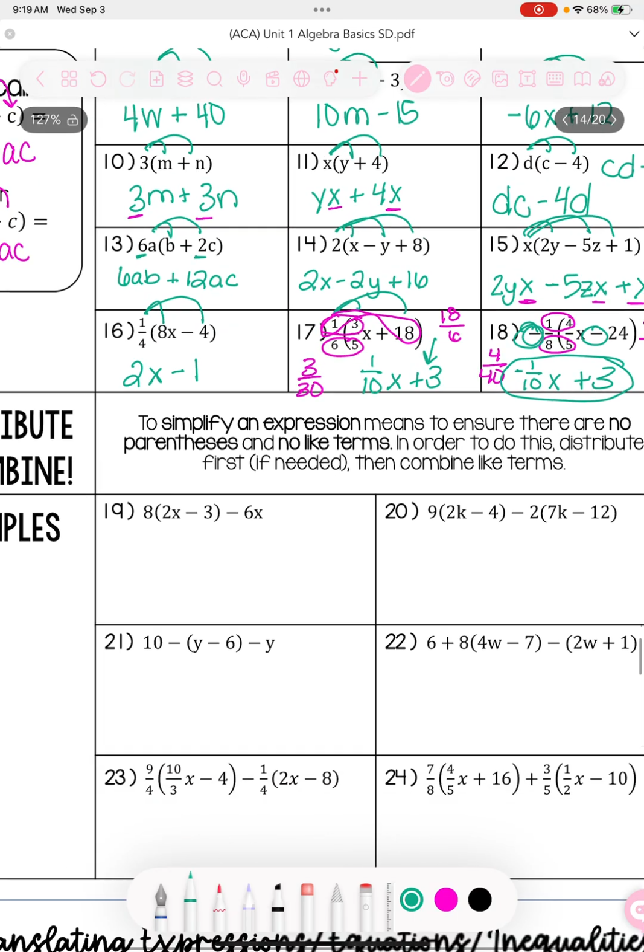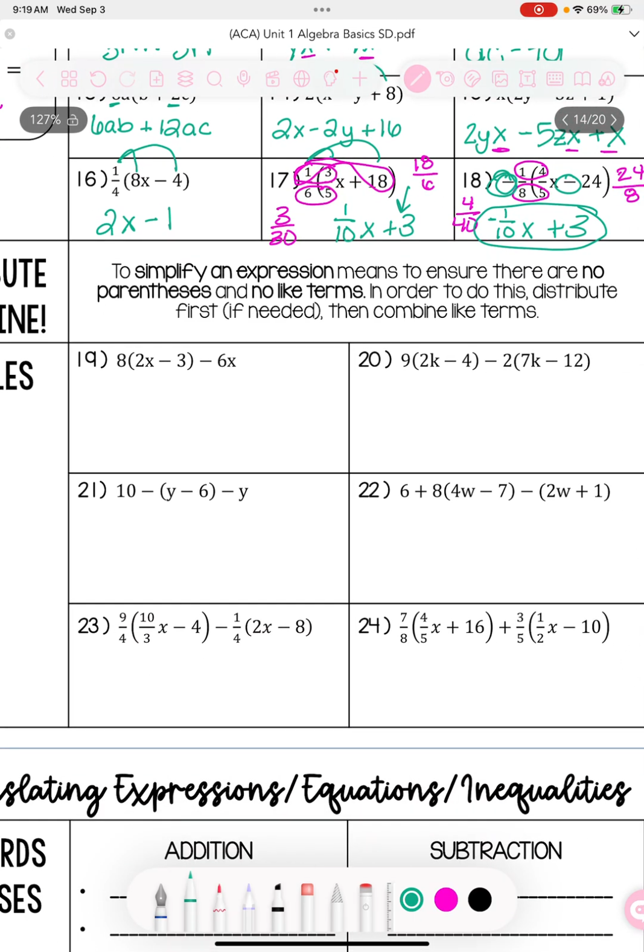Okay, so now let's take last lesson and this lesson and put it together. We're going to distribute and combine like terms. So the distributing part comes first. We're going to get 16x minus 24. And then we're going to drop down the original negative 6x that doesn't need any distributing.